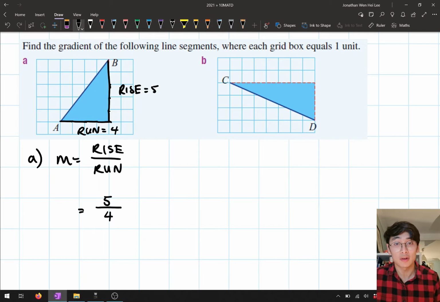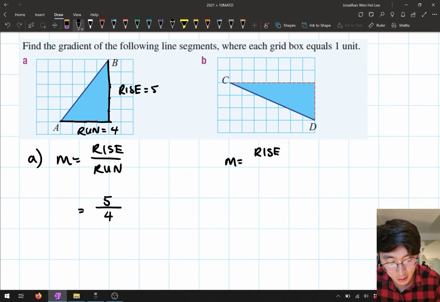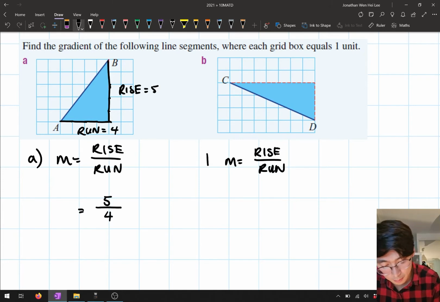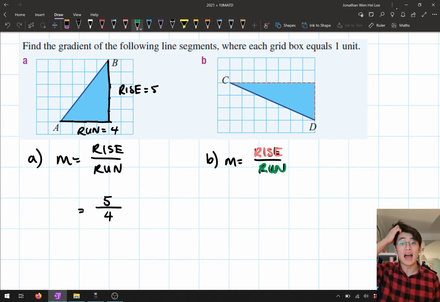Let's have a look at another example. This one looks a little bit different. Now for B, we've got these points C and D. Now once again, I'm going to try and find my rise over run. And I realize I should probably use my colors and make it look a little bit nicer. So B. So what I said was the rise over the run. Now for B, the rise is how many units you can either go up or down by.